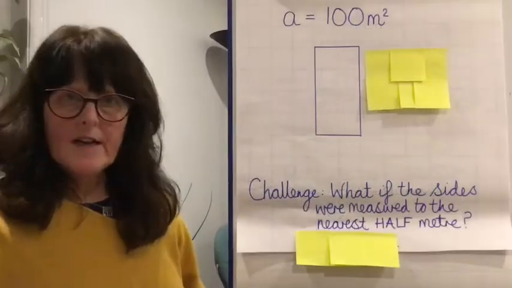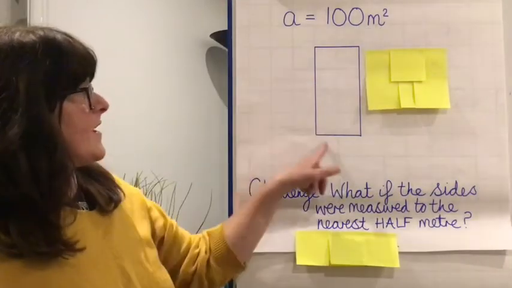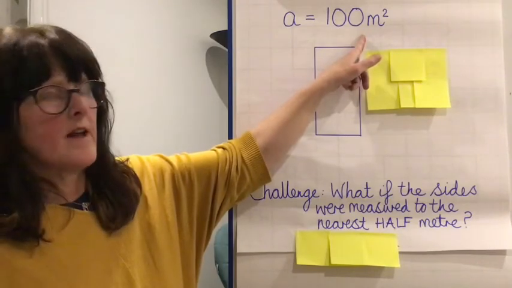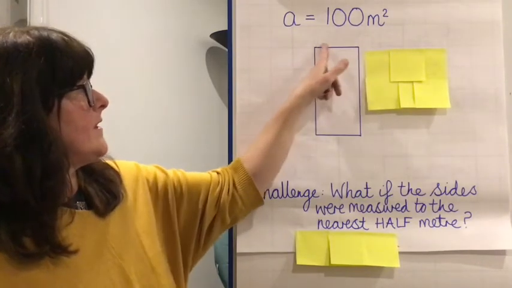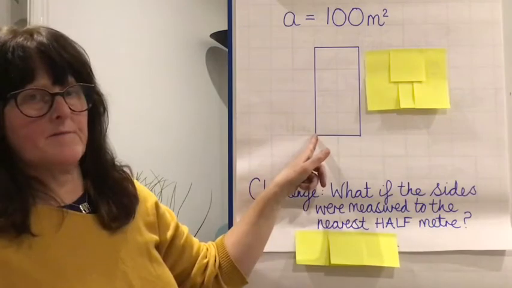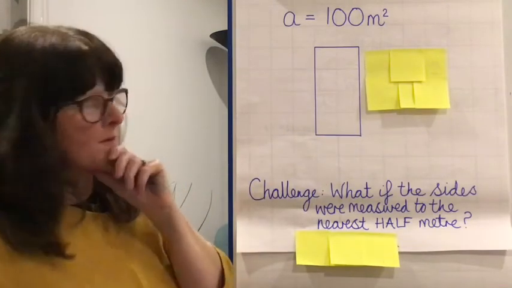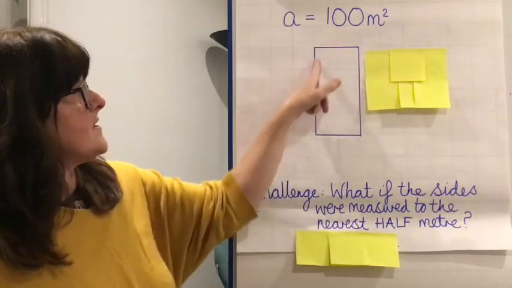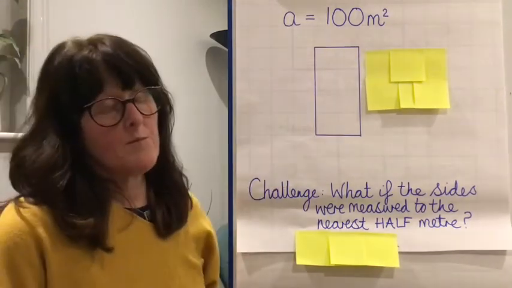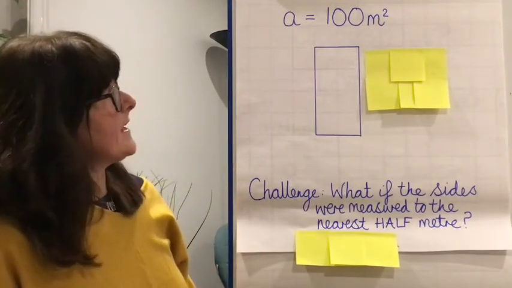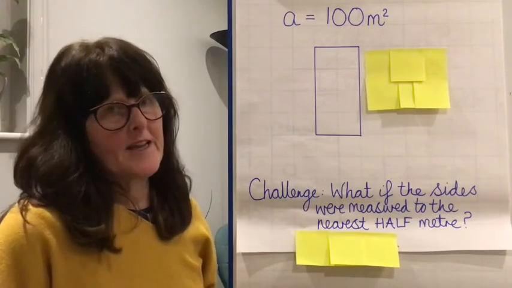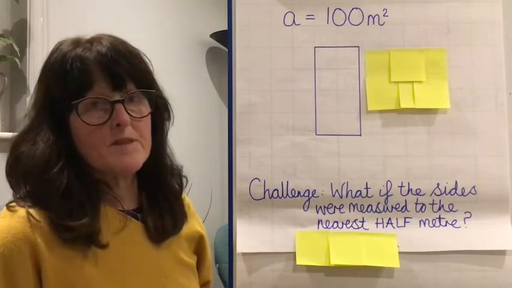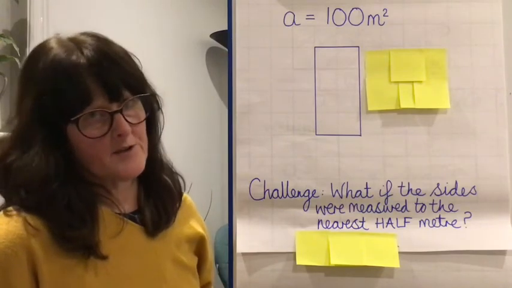Now here we have a slightly different problem. We have a rectangle and we're told that the area is 100 metres squared, but we don't know the length of the sides. So stop the video and see if you can work out what these sides could be. There's more than one answer. And a big hint is that you are looking for factors of 100. That's 2 numbers that multiply together to make 100.